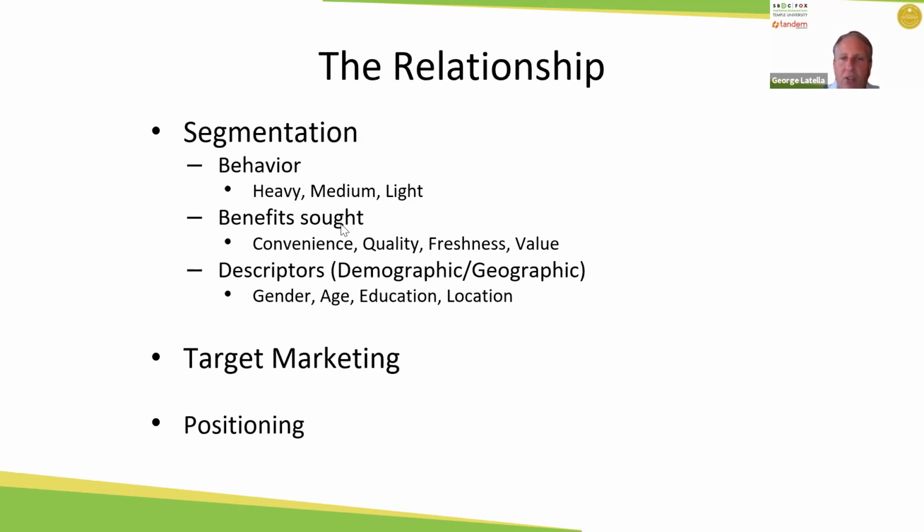The second is based off of benefits. Remember, I talked about customers by benefits: convenience, quality, freshness, value. Or what people are most familiar with typically are descriptors like gender, age, education, ethnicity, location, income, where they live, those kinds of things. So the first thing we have to do is figure out how can we put people into groups that either act the same, think the same, or we can describe them. And then from that, we say, okay, this is the target market that we're going to go after. Or target market. So you can't have more than one target. And then this is what we want them to think.